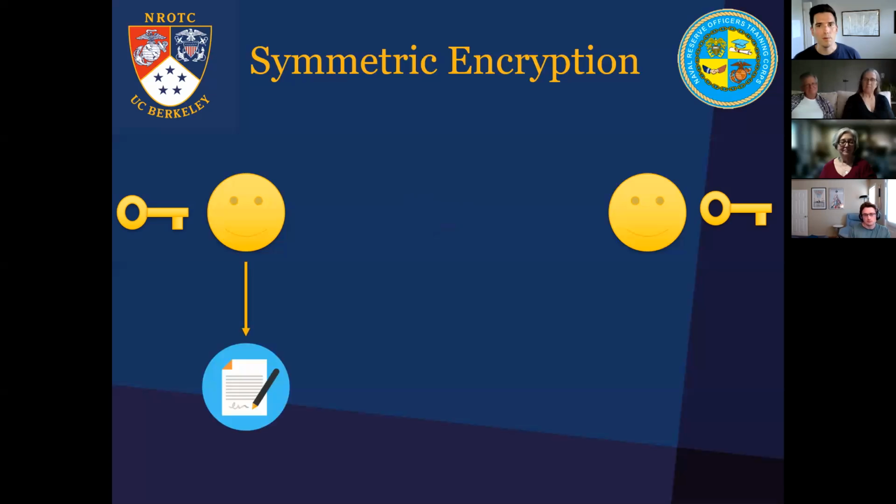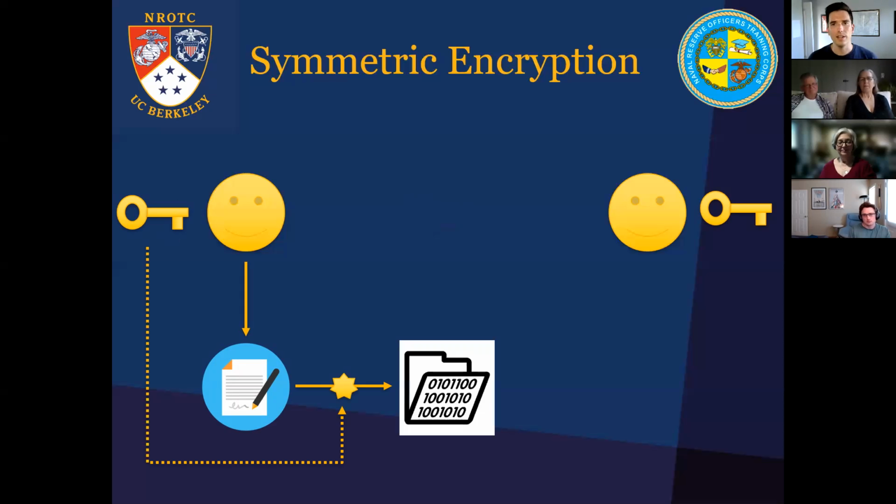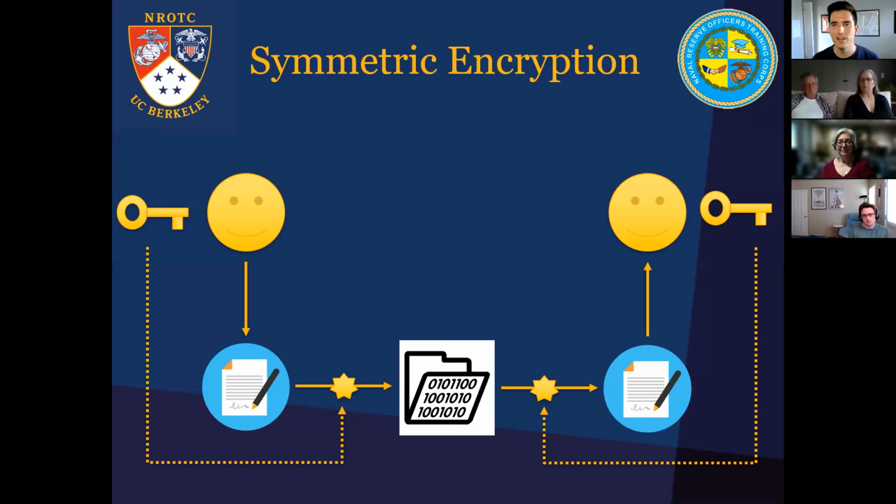So say I want to send a message to Nate. I take my plain text here, and I take my key. My message is "submarines are great." I encrypt that plain text, and from there I get a ciphertext. So this is unreadable by me, it's unreadable by Nate, it's unreadable by anyone that gets a hold of it. From there, I send that ciphertext over to Nate. He takes that same key, he decrypts the ciphertext, gets the plain text, and he can read it.